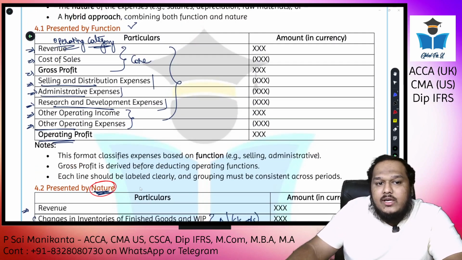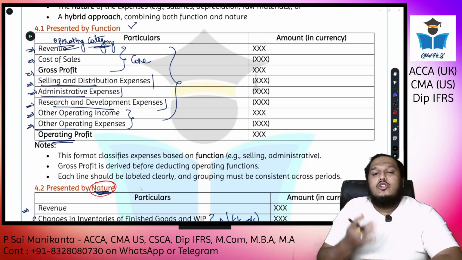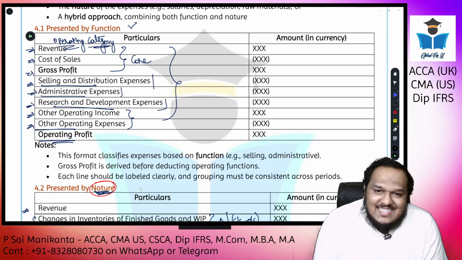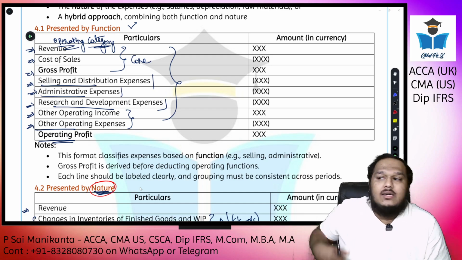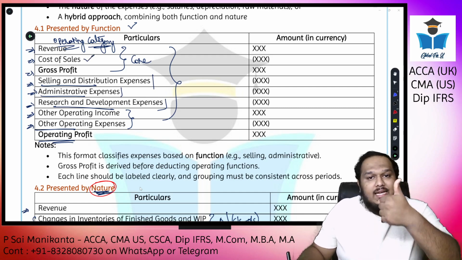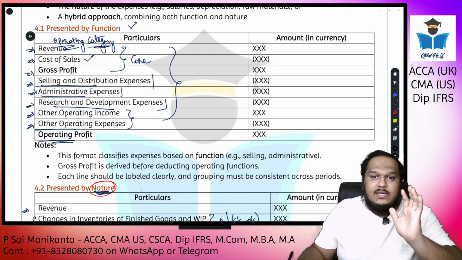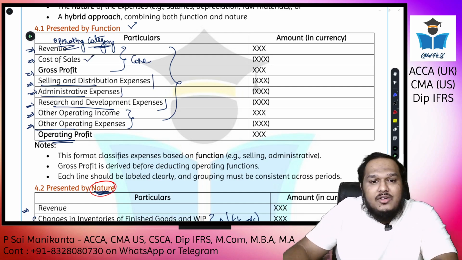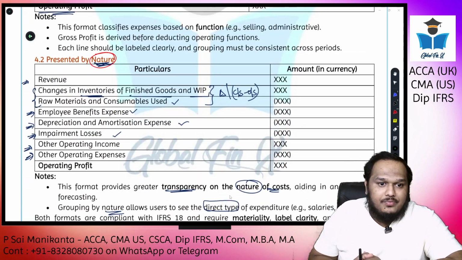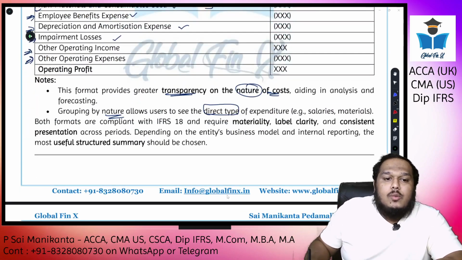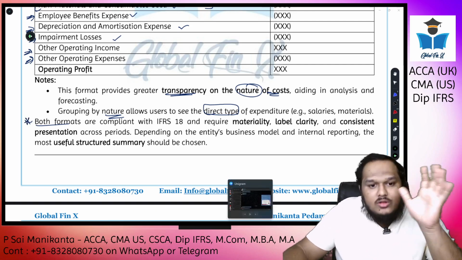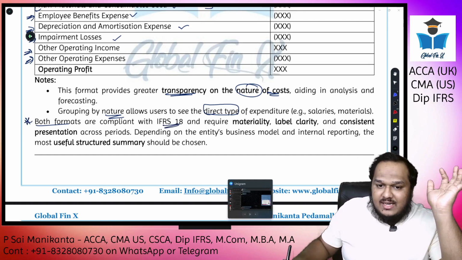Sir, previously when you did by function, show me where is salaries. Show me where is depreciation. It's not there. It is there, but it is not visible. Why, sir? Because it has gone into this part. Cost of sales included inventory, salaries, everything. But here when you present it by nature, it gives you more detailed explanation, right? Okay. So both the formats, sir, which is correct? Both the formats are compliant with IFRS 18.